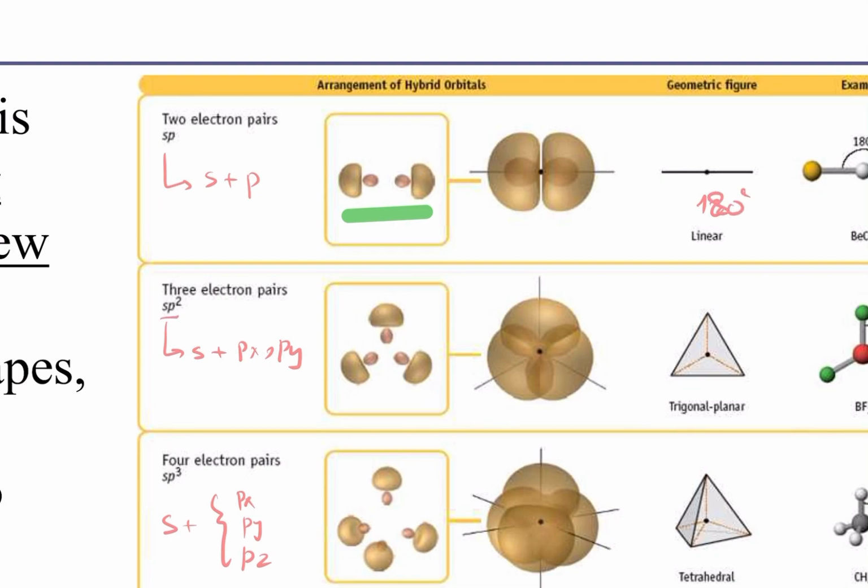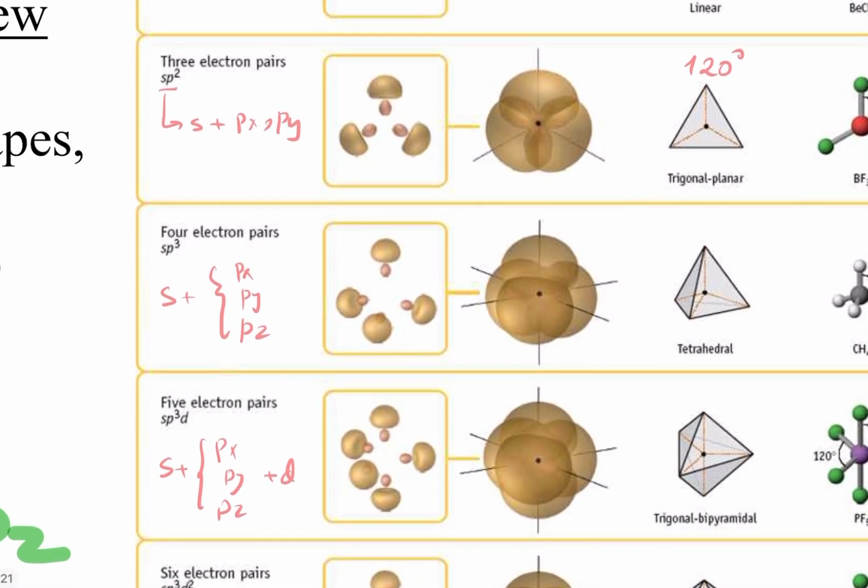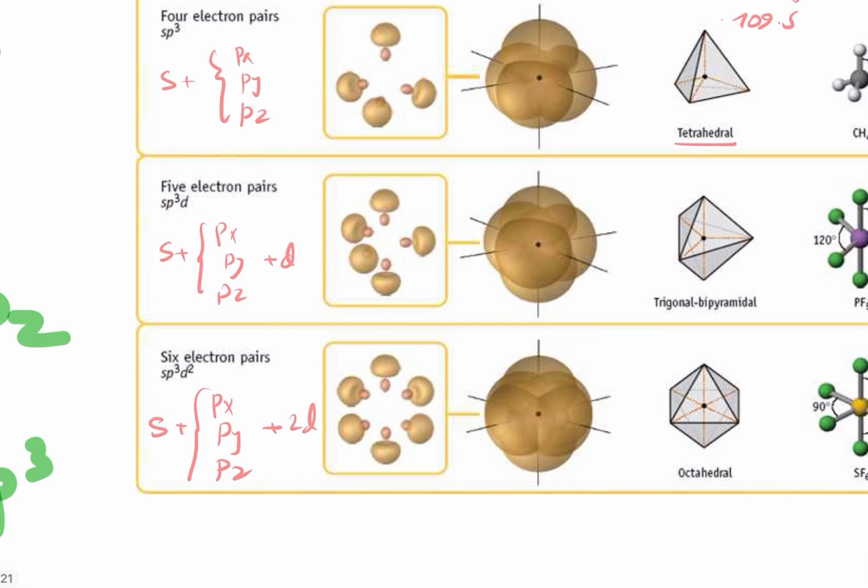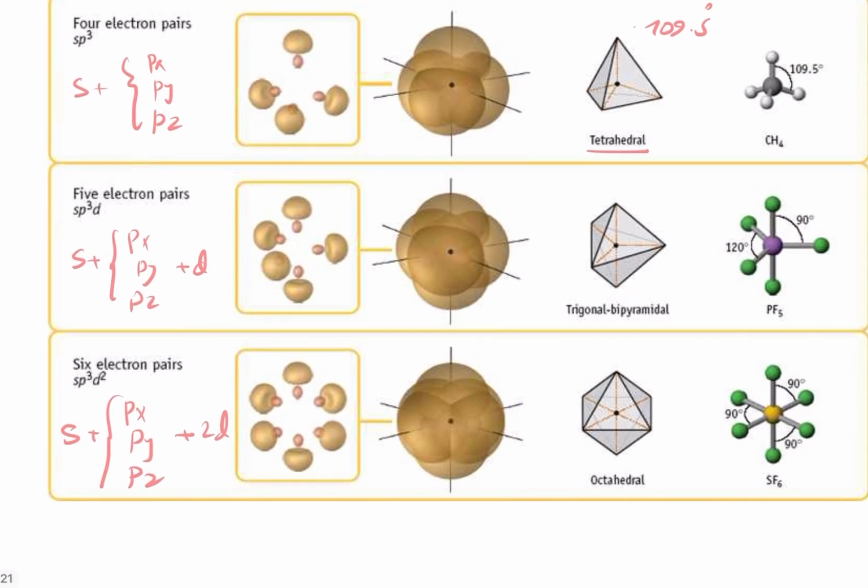As I mentioned here, sp is linear and the angle is 180. sp2 is trigonal planar and is 120 degrees. sp3 is tetrahedral and the angle is 109.5. sp3d, I see here, has two types of angle, 120 and 90. And the last one, sp3d2, is all 90, octahedral, and sp3d is trigonal bipyramidal.